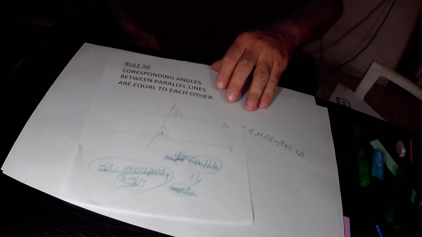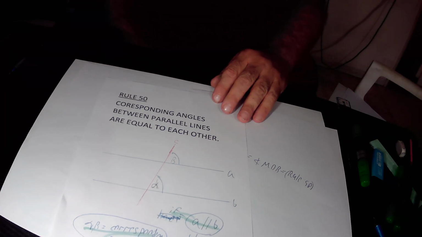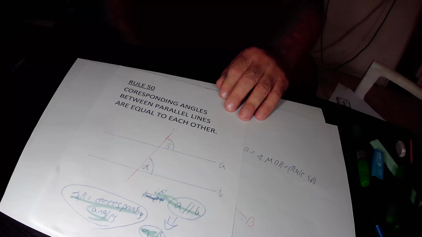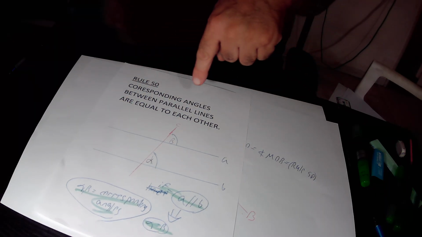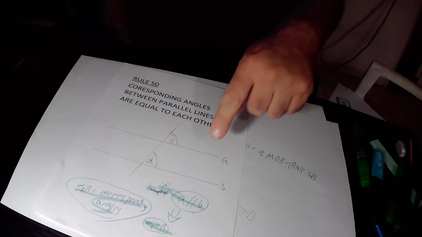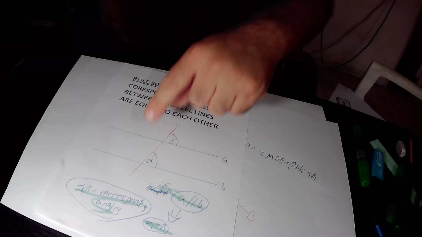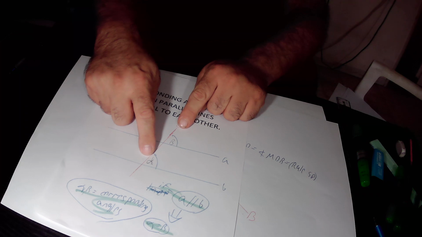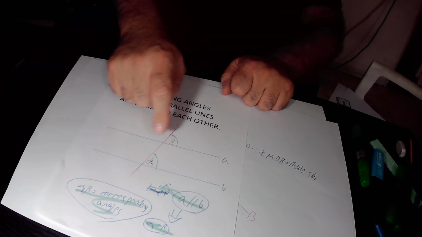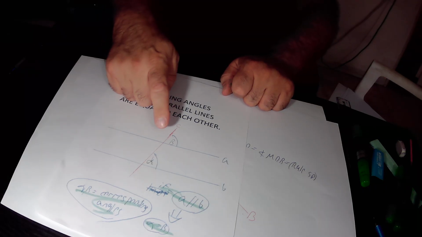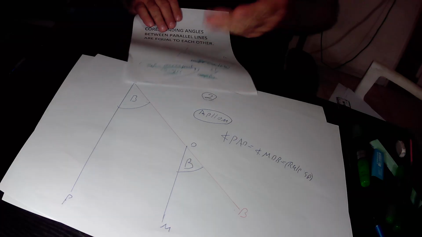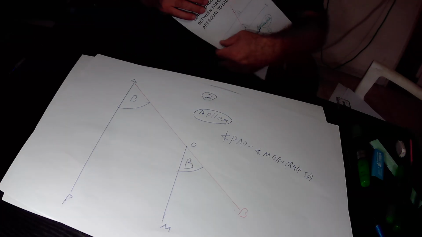According to rule 50, corresponding angles between parallel lines are equal to each other. In the drawing we have line A that is parallel to line B. The red line C cuts those two parallel lines at those two points. Those two angles, alpha and beta, are defined as corresponding angles and are located between the parallels A and B, and therefore are equal to each other in their sizes. That is to say, alpha equals beta. We have only implemented rule 50 in our drawing.